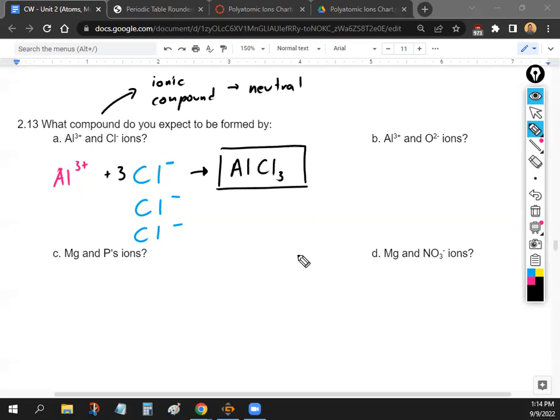Yeah. So that compound doesn't have a positive or a negative charge. No, it does not. It's balanced out. Yeah.